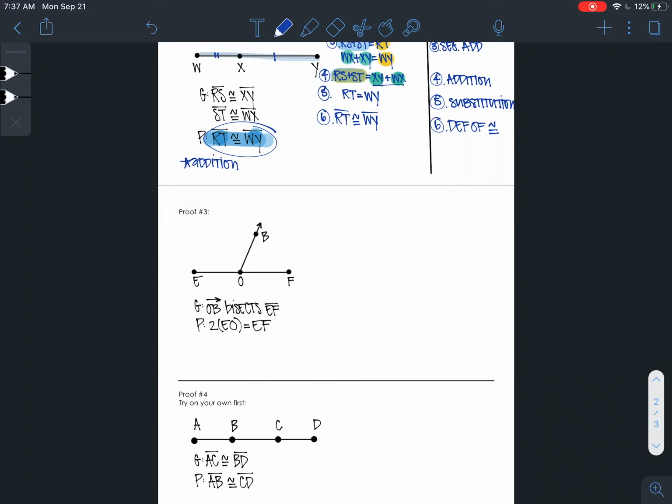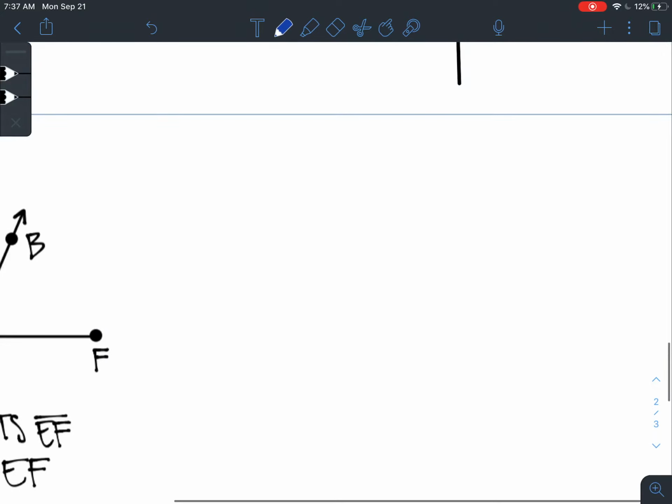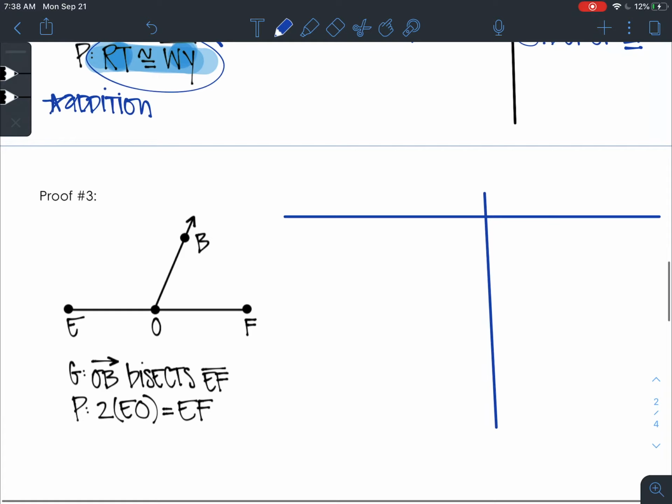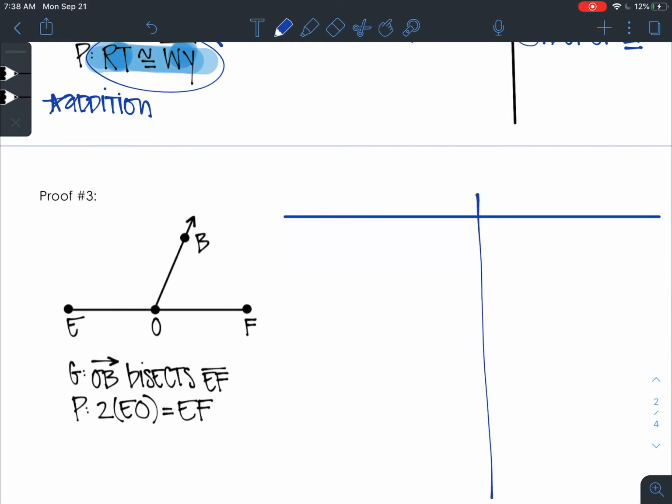Okay, let's go ahead and set up proof number 3. So make your 2 columns. Okay, split them up. And then write in your given.